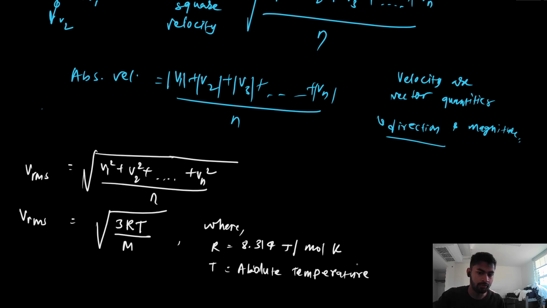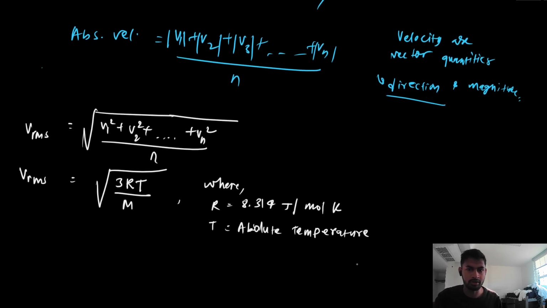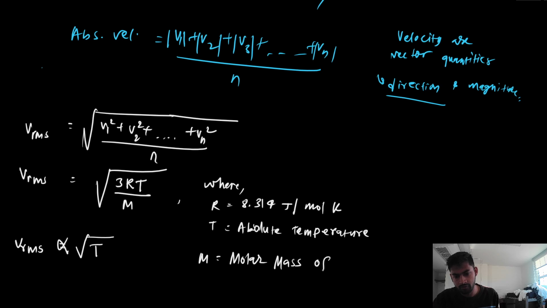and if you remember from previous videos, especially Kinetic Theory of Gases video 1, absolute temperature is ingrained in the ideal gas postulates of kinetic theory of gases. So whenever you're solving a problem, you have to know that there's a direct proportionality of root mean squared velocity with temperature, and everything else would be constant. M over here is the molar mass of gas.